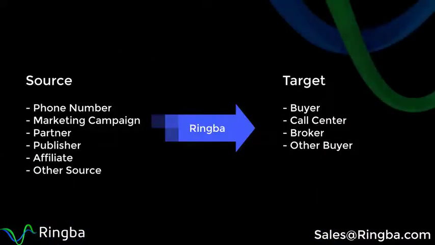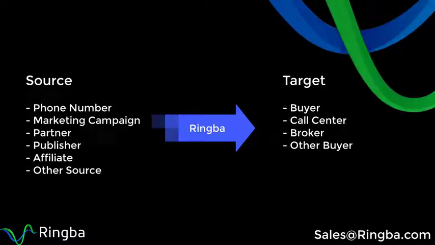Ringba tracks every call by source. A source may be a phone number, a marketing campaign, a partner, publisher, affiliate, or whatever you're doing to generate your calls. We also manage all of your call sales to targets or buyers, which are usually call centers or brokers.